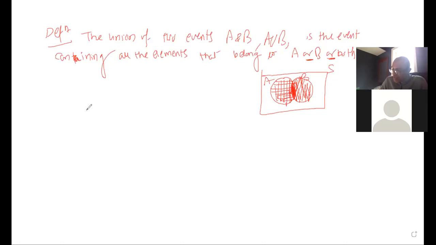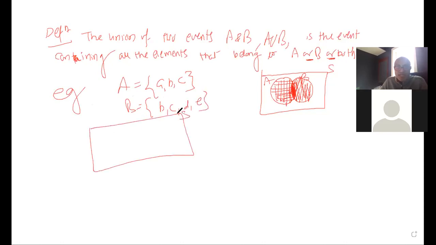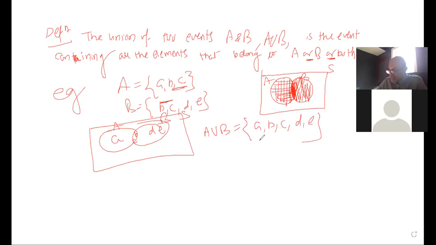And there are plenty of examples. Already I gave you one example. Another example: suppose set A is equal to {A, B, C}, and set B is equal to {B, C, D, E}. So if you write it like this, this is my A, this is my B. The common part, first of all, you need to pay attention to: this is B and this is C. And then altogether it is A, B, C, D, and E. So my A union B is equal to {A, B, C, D, E}. And that's it.